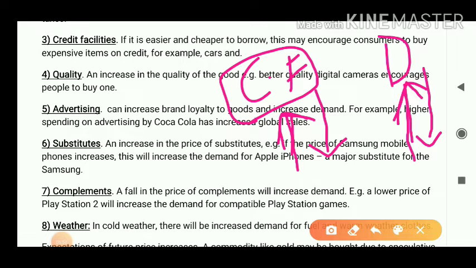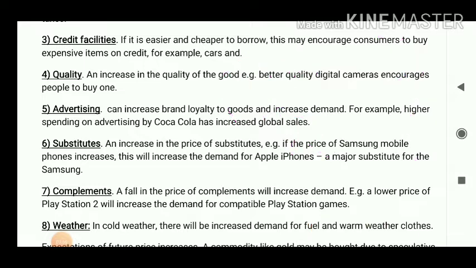And always remember, when the demand is increased, it raises the production, and when production is increased, it increases the employment level and income. So I hope the credit or loan facilities point is clear to you. You can even mention it as loan facilities if you are confused between credit and loan. Credit and loan are the same thing.